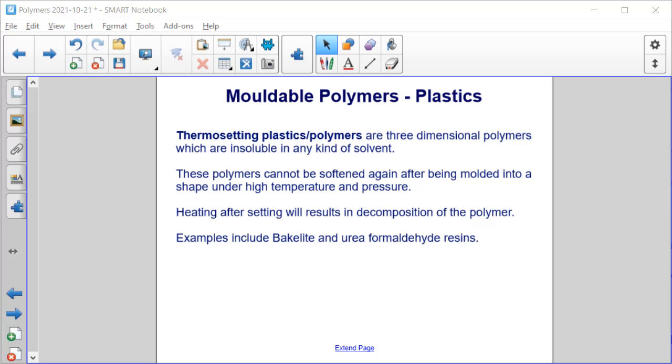All right, let's talk more about these moldable polymers or plastics. Thermosetting plastics, or thermo meaning temperature, right? So plastics that can set and harden once they're cooled.